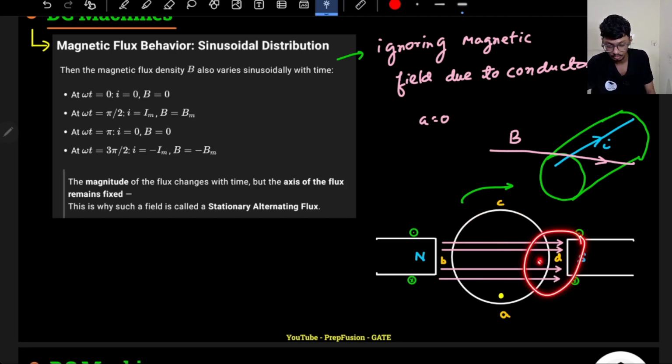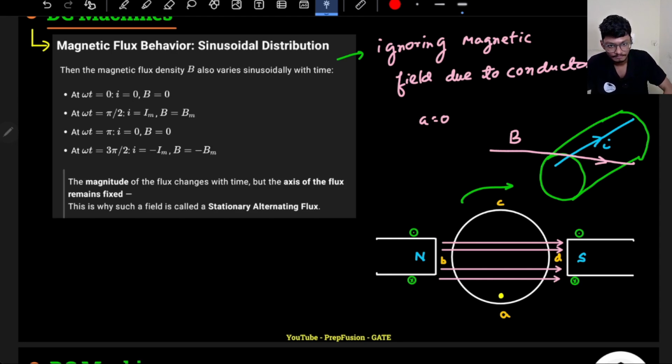Here again the flux lines will be maximum, but this time something will be different. The direction of flux lines will change. It will be in the negative direction. Why? Because here the flux lines were incoming, here the flux lines are outgoing from the conductor, right? That's why it will be in the negative direction. Magnitude will be the same, just the direction of the flux lines will be negative.